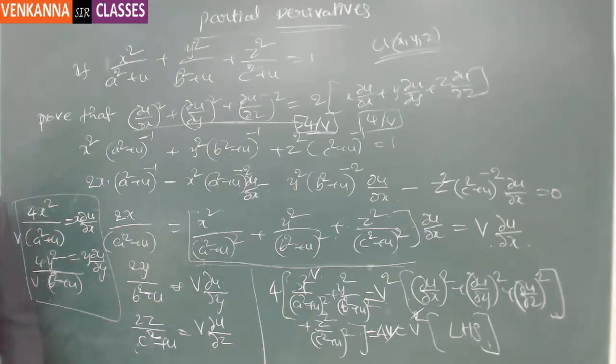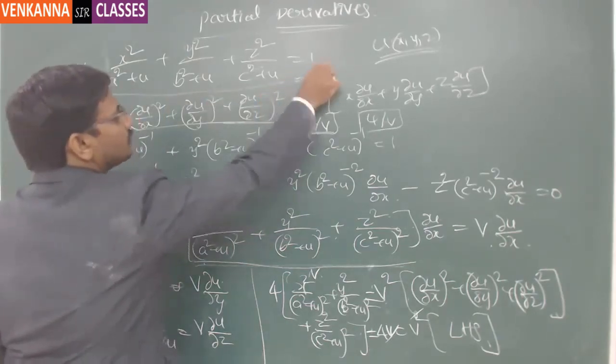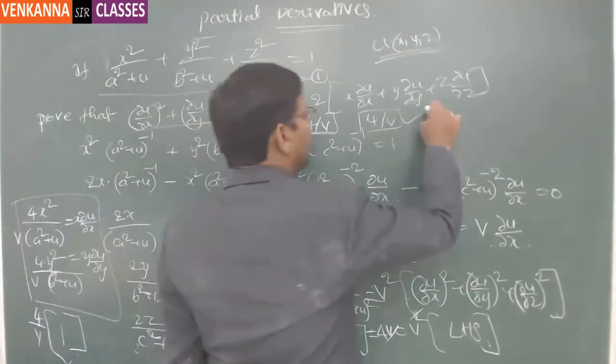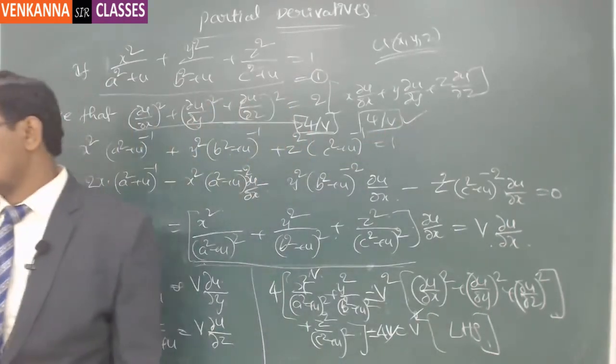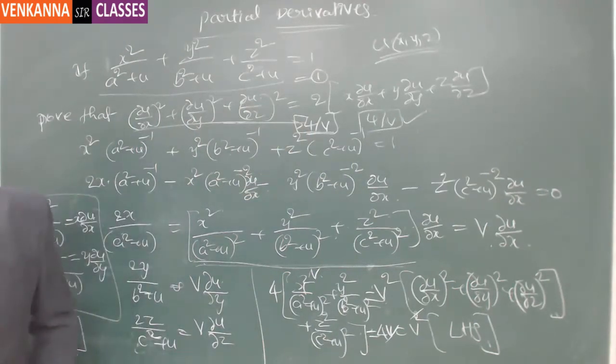Yeah. So don't get confused here actually. So 4 by v is out, and whatever is left over is x²/(a² + u), y²/(b² + u), and z²/(c² + u), and all those things together, this is the kind of equation you are going to get. This you have to treat as one. So finally 4 by v into 1 you are going to get for the RHS. So that's why this will be 4 by v. Clear? I don't have any confusions in this. Do you have any confusions on this?